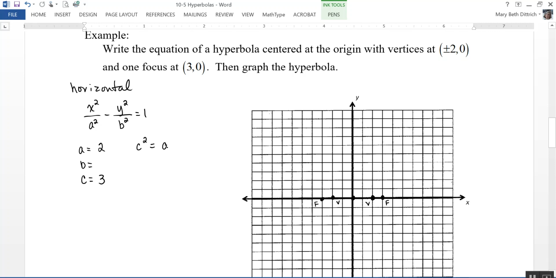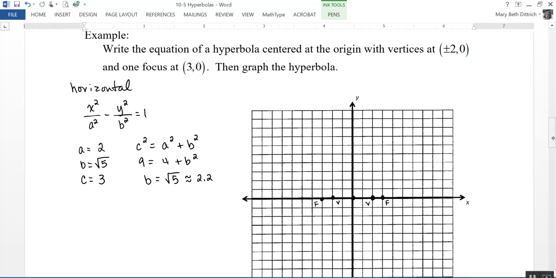For a hyperbola, it's basically the Pythagorean theorem. C squared is equal to a squared plus b squared. So doing that, 9 is equal to 4 plus b squared. So my b is going to be equal to the square root of 5, which is approximately 2.2. I'll put it over here as the square root of 5 so I can write my formula, but to graph, I'm going to need to know that that's about 2.2.